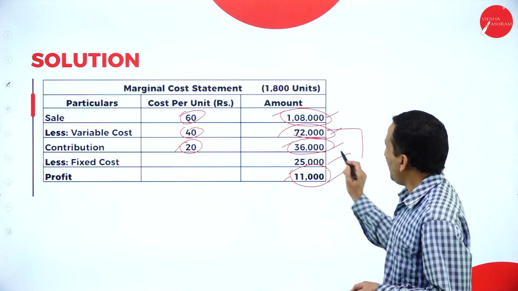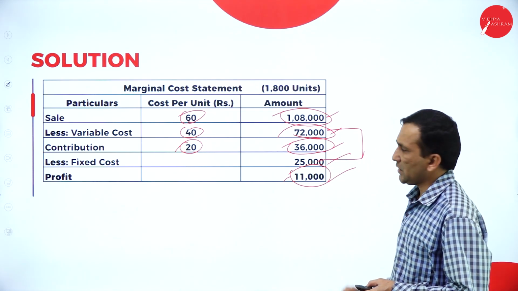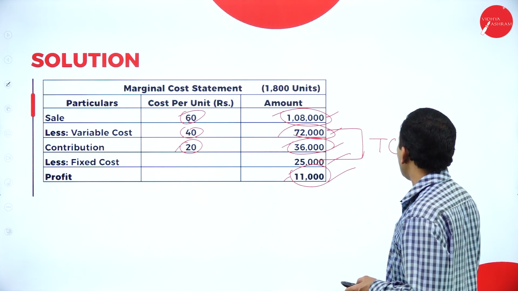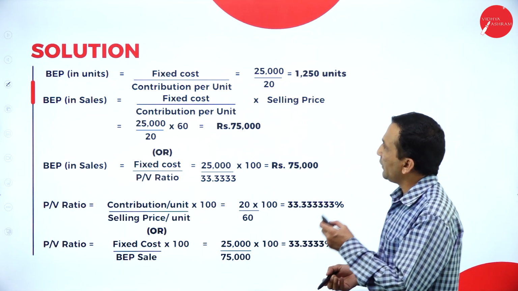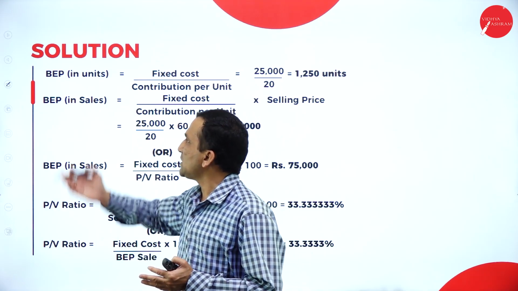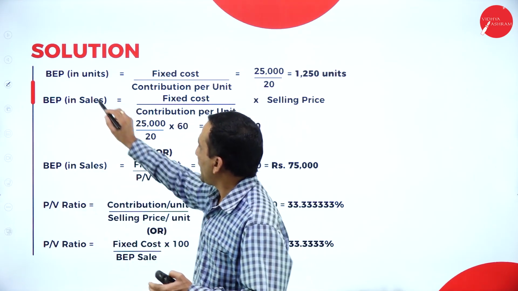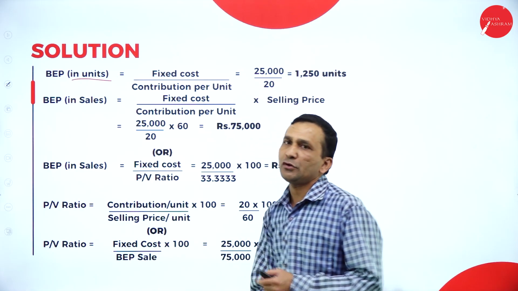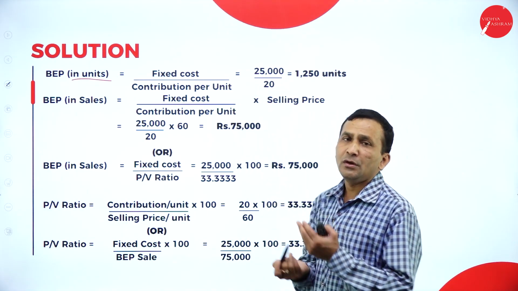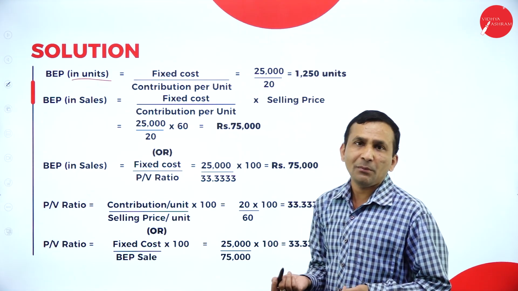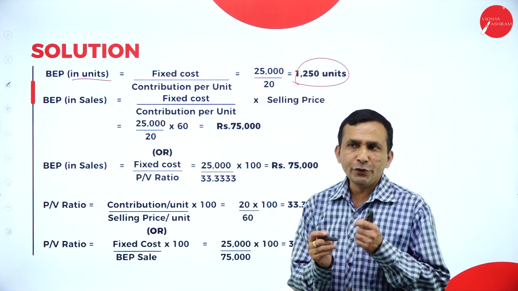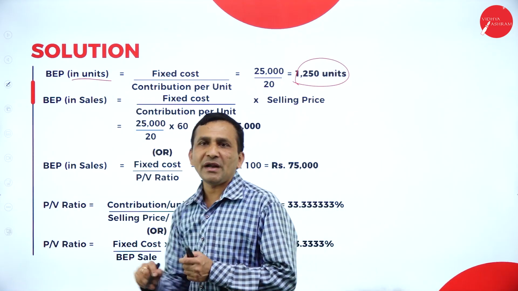Now variable cost plus fixed cost is nothing but total cost. Total cost we are getting is 97,000. Moving forward, with the help of this information, we can find out the break-even unit. Break-even unit is fixed cost divided by contribution per unit. The fixed cost value we know is 25,000. The contribution per unit we calculated with the help of the marginal cost statement, so 20. So 1,250 units is the break-even unit.